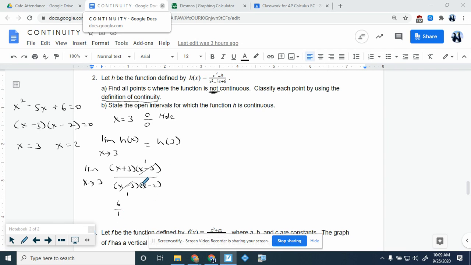So now the limit is 6, and it exists. It's 6. But does that equal the functional value? Well, no, the functional value doesn't exist. You get 0 over 0 when you plug 3 in. So this is not defined. So this paints the picture for you of what you have. This tells you you have a hole.